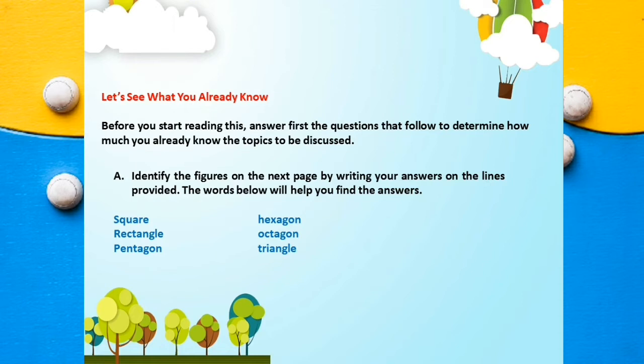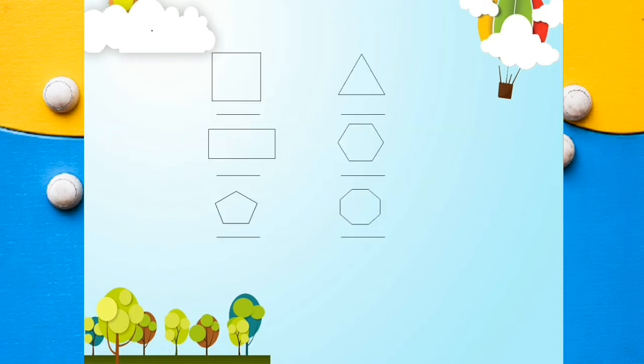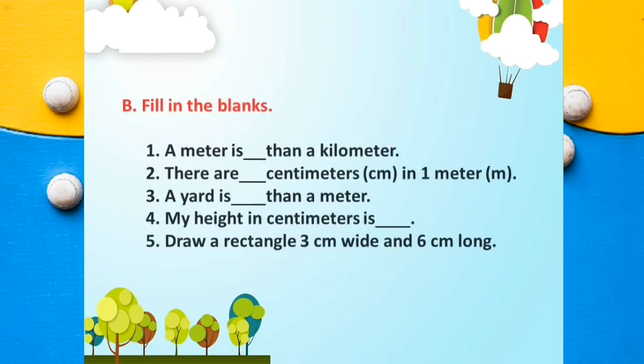Okay, so feel free to pause and answer the activity. So ito yung mga figures. These are the figures we have, 1 to 6. The first one is square, the second one is rectangle. The third one is pentagon. Then the fourth, triangle. Then hexagon and octagon. So yun yung mga figure natin.